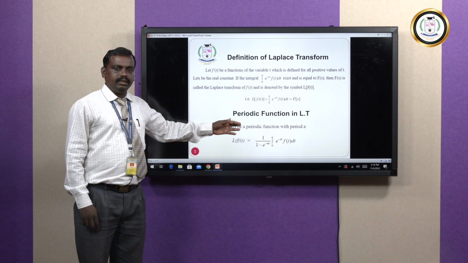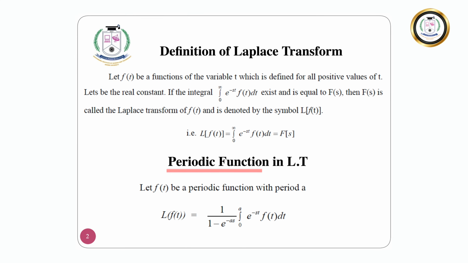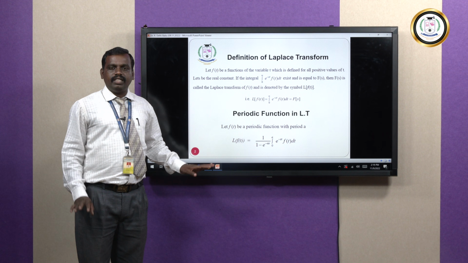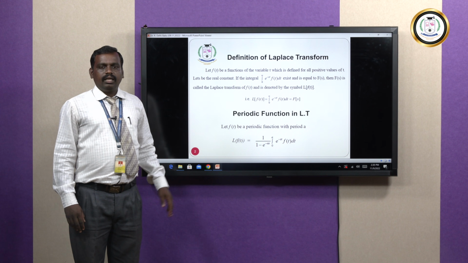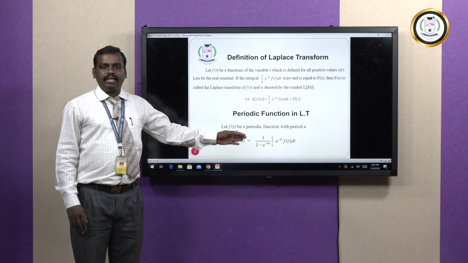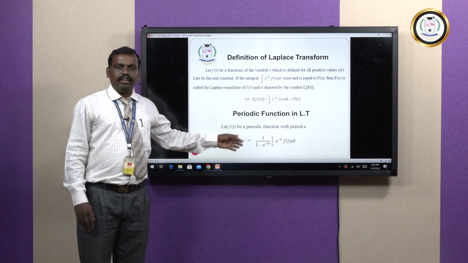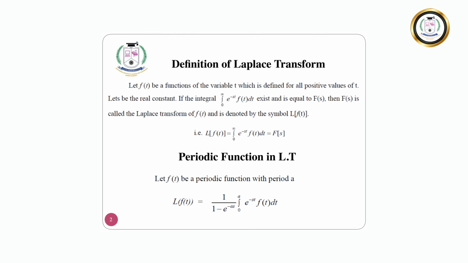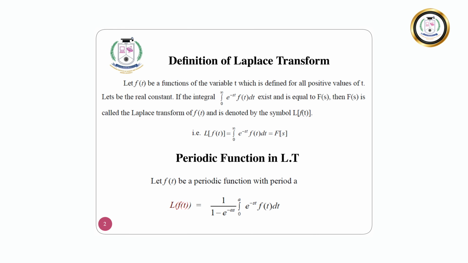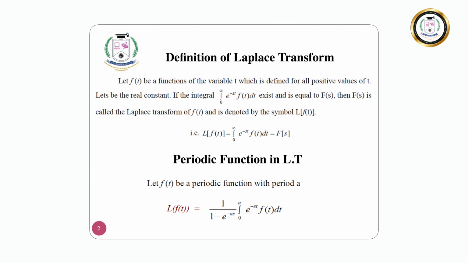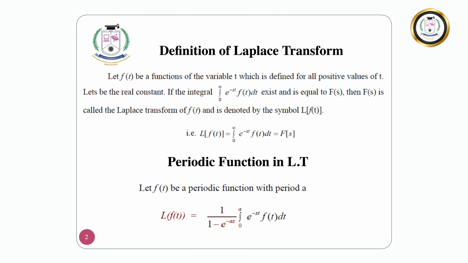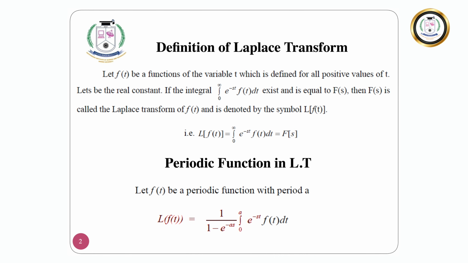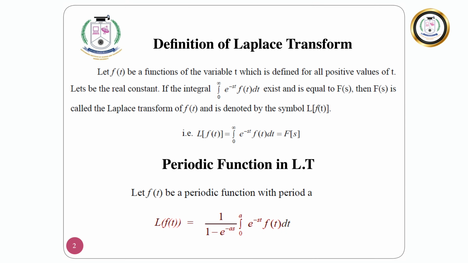In continuation, the periodic function in Laplace transform. Suppose a function f of t is a periodic function. What is a periodic function, sir? If f of t plus a is the same as f of t, then f of t is called a periodic function. Now, the Laplace transform of a periodic function is L of f of t, which is equal to 1 by 1 minus e power minus as, integral 0 to a e power minus st f of t dt.